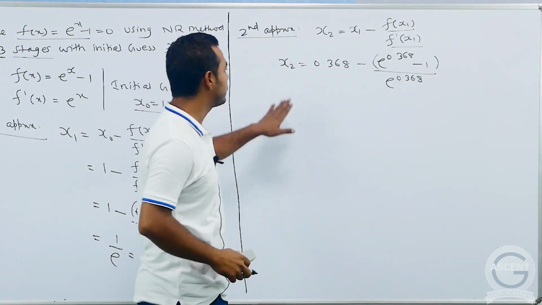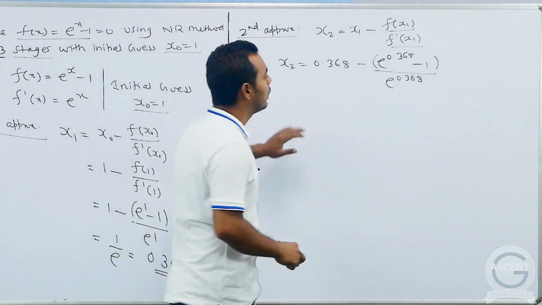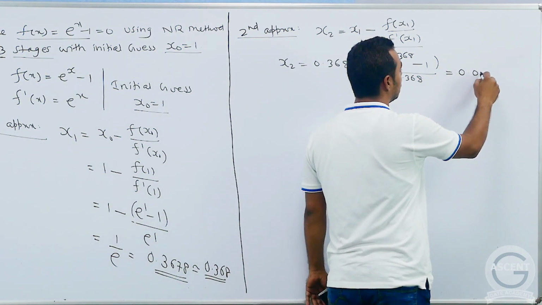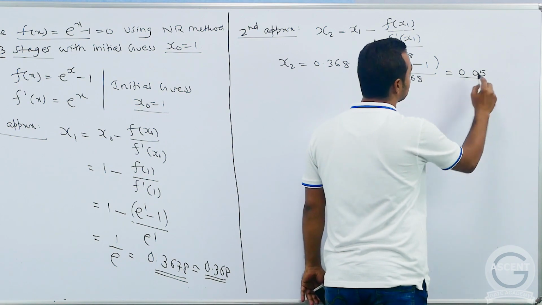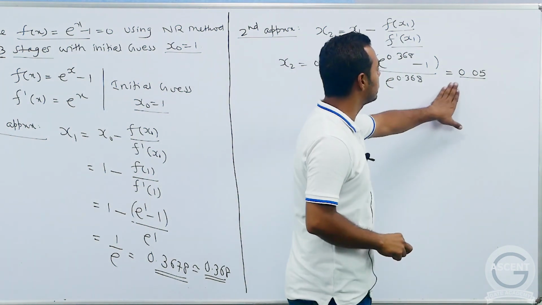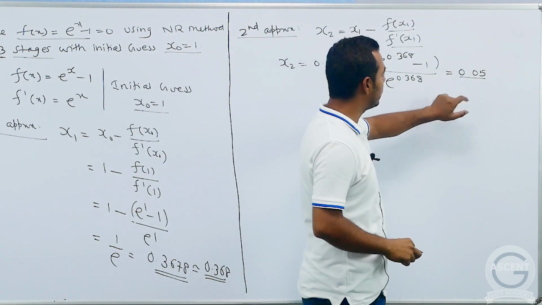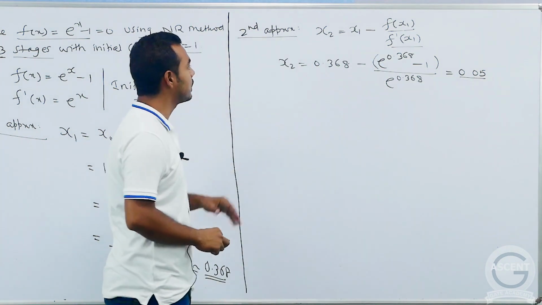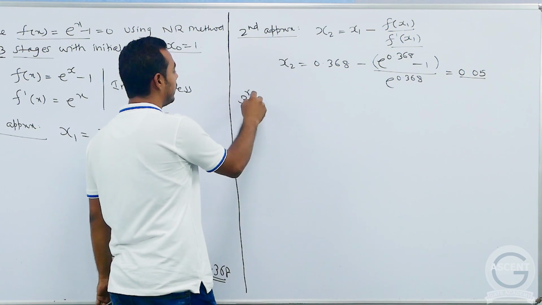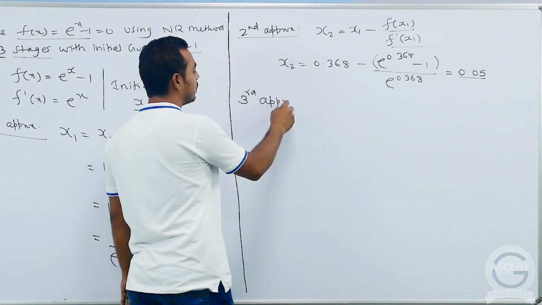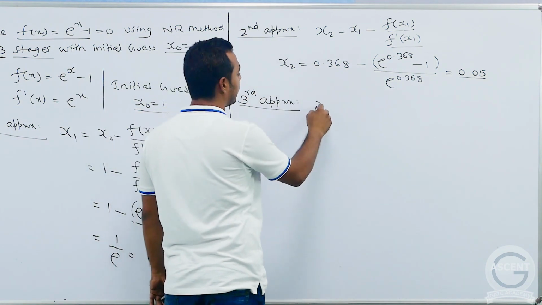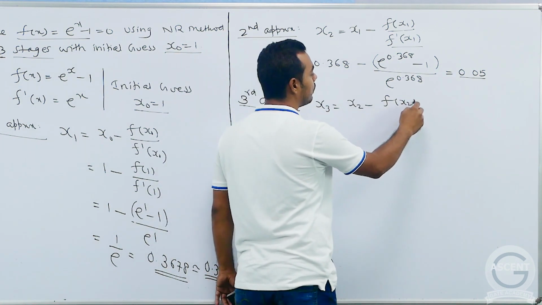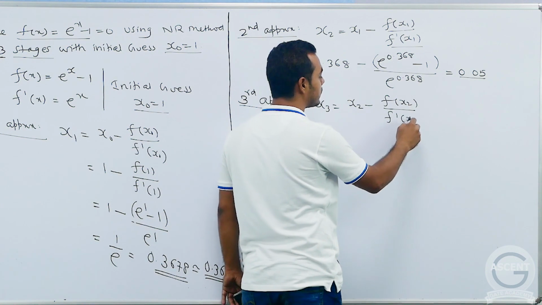So this will be our second approximation x2. Now if you do the calculation, you will find that this will be 0.05, I guess. You can perform the calculation and you will find that this number will be 0.05. Now for the third approximation, x3, this will be x2 minus f of x2 divided by f dash x2.